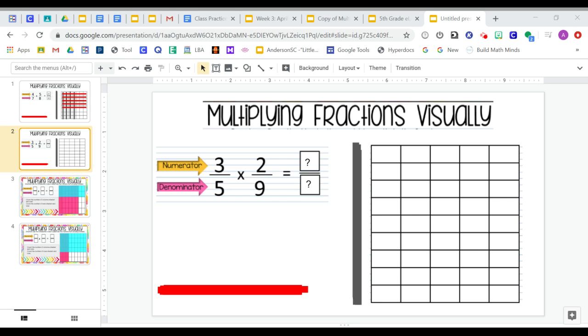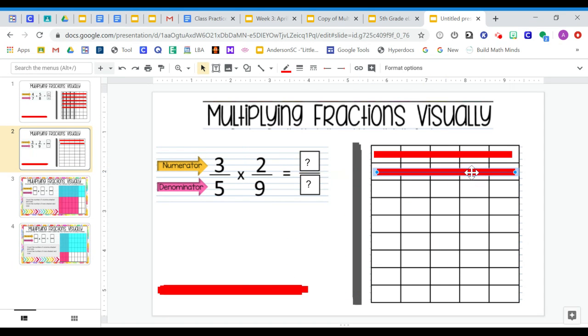Let's look at another example of multiplying a fraction times a fraction. In this case, I want to find 3/5 of 2/9. So since I want to take a part of 2/9, I need to start by shading 2/9. I'm going to drag over these lines to shade 2 rows out of 9 rows. These horizontal lines to shade.